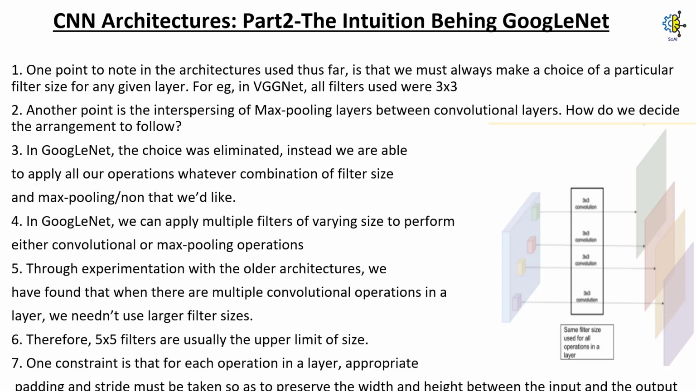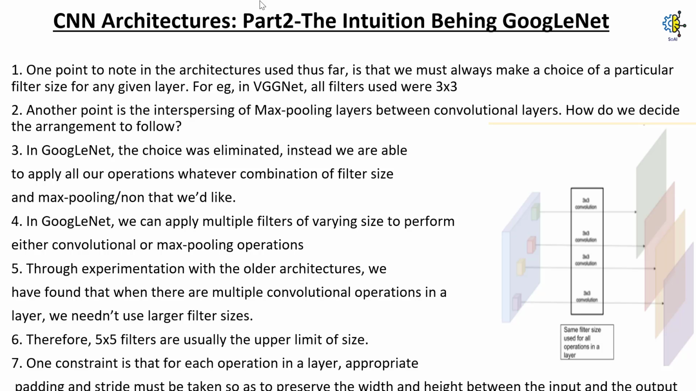The intuition behind GoogLeNet. One point to note in the architectures used thus far is that we must always make a choice of a particular filter size for any given layer. For example, in VGGNet, all filters used were 3x3. Another point is the interspersing of max pooling layers between convolutional layers. How do we decide the arrangement to follow? In GoogLeNet, the choice was eliminated.